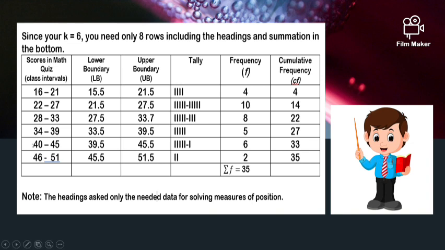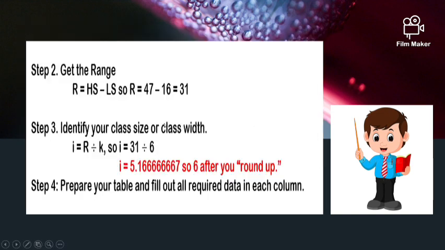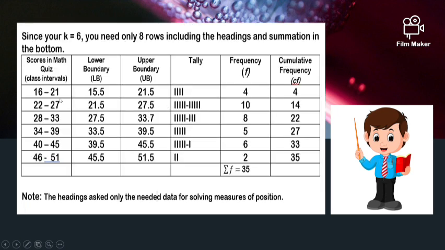You start writing your lower limits. How? What is your smallest score, or the lowest score in the data? As you remember, it's 16. That is the lowest score. So you start there. You can have your lower limits: 16. Do not write the upper limits yet. 16 plus 6, which is the I, is 22. Plus 6 again is 28. Plus 6 is 34. Plus 6 is 40. Plus 6 is 46. That's it. These are our lower limits now.